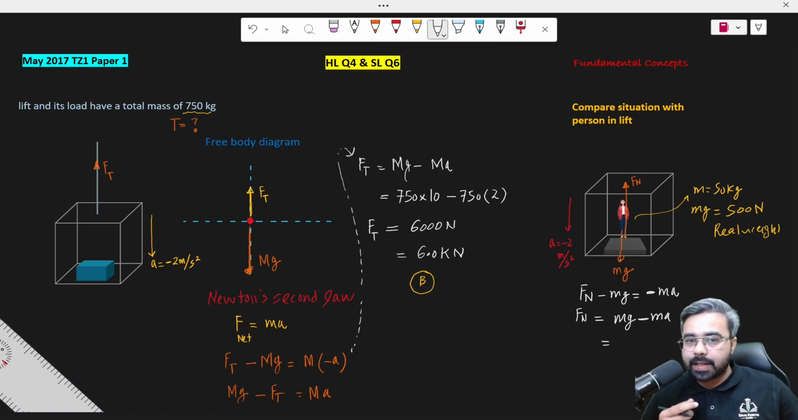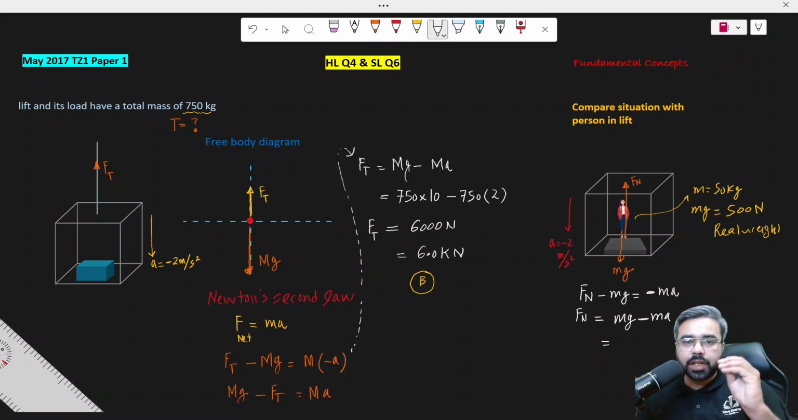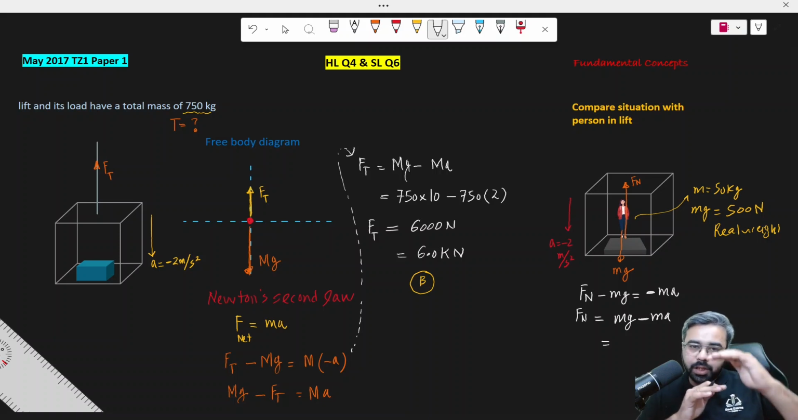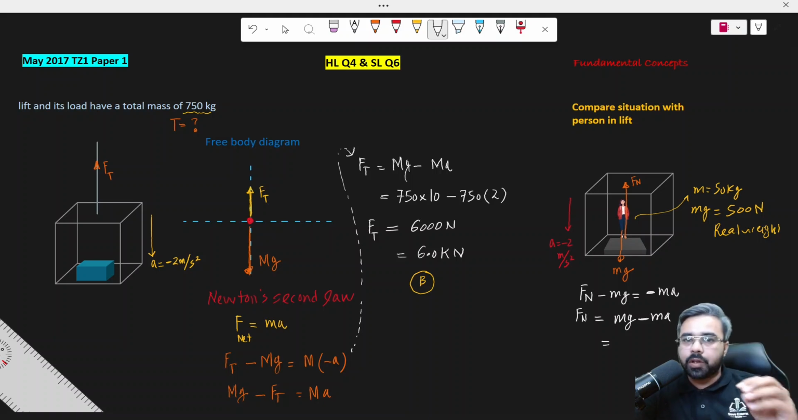That will obviously be less than 500 Newton, because when this elevator is accelerating down, she is not able to press the machine with such an amount of force, with such a strength, because the elevator and everything inside is accelerating down. So she is unable to press down on the surface of the bottom scale. That's why the bottom scale will not read that value of the normal force. It will read a force less than 500 Newton. So this happens in an accelerating system, when your real weight is not equal to your apparent weight.